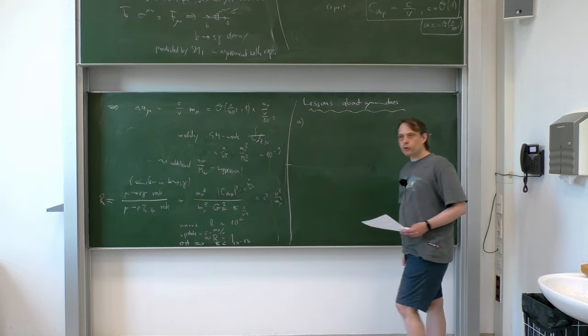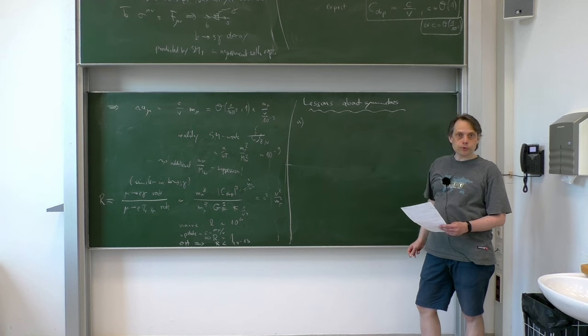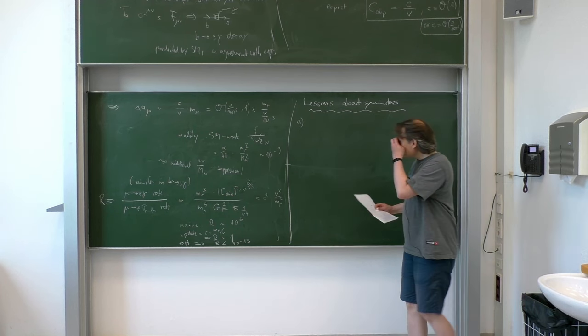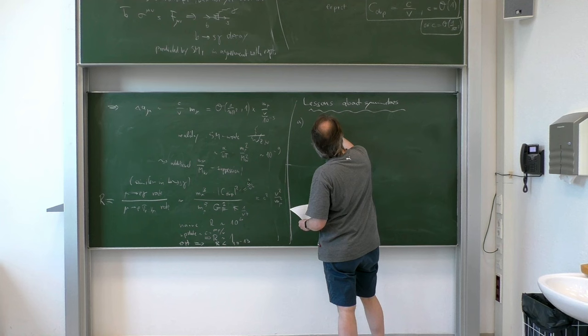And what is this symmetry? It is a so-called chiral symmetry. And I will now explain what the symmetry is and how it is broken.